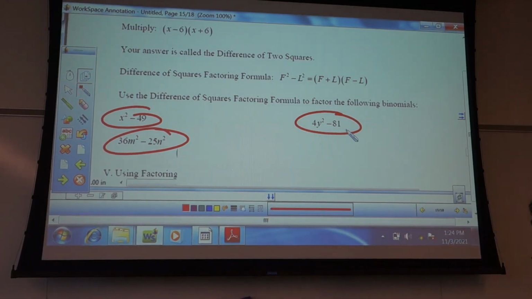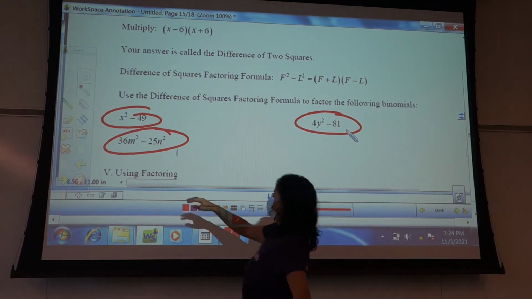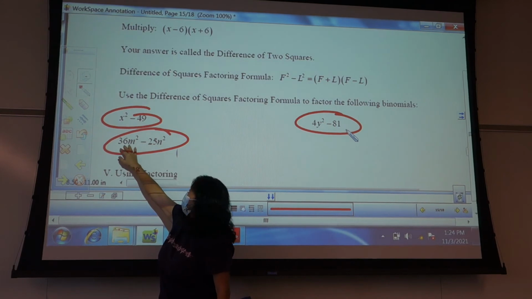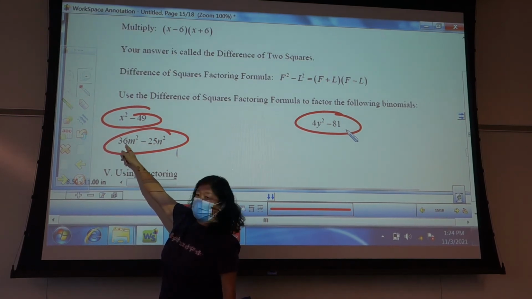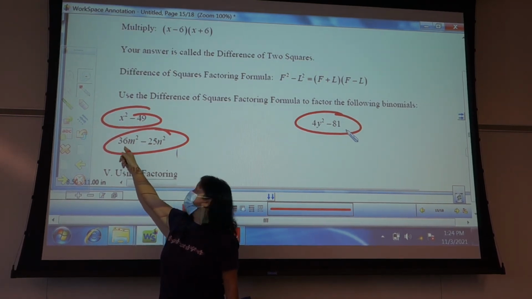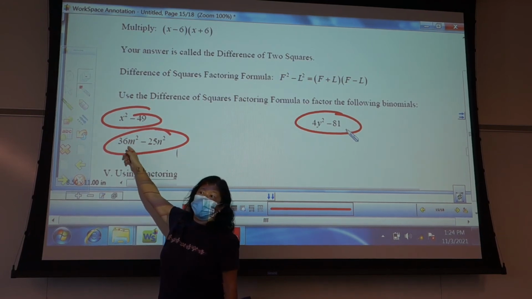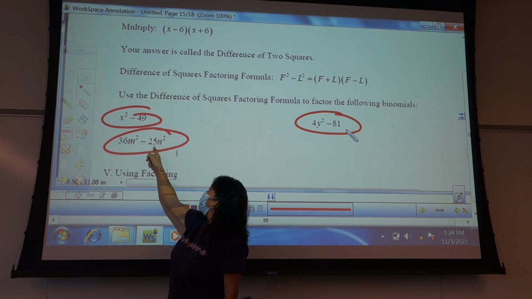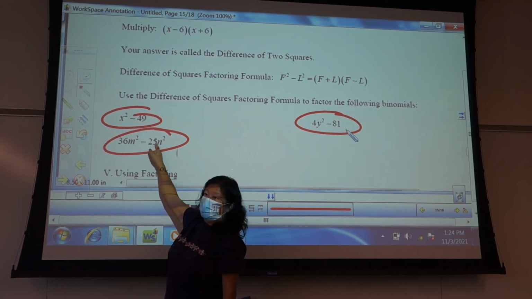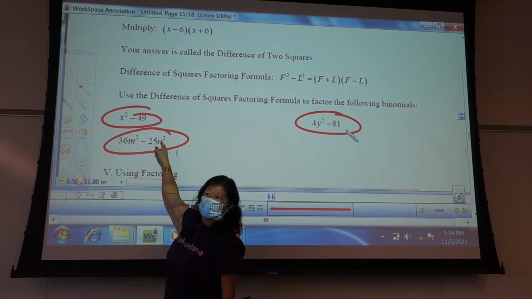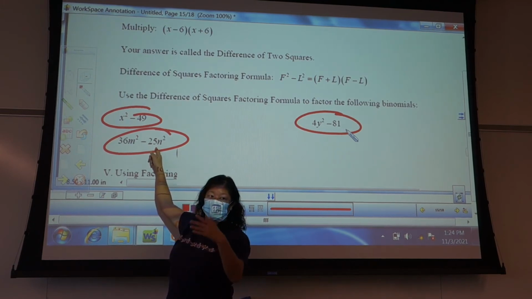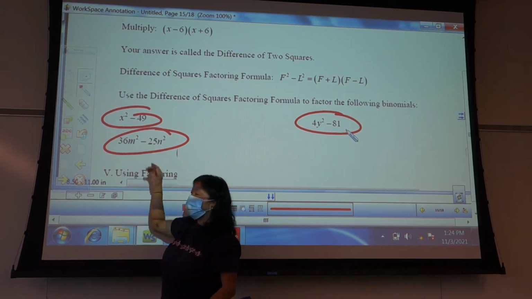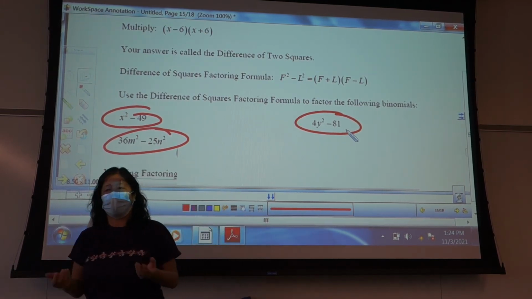So there's 2. Are they both perfect squares? Is this a perfect square of something? 36m squared? Yeah. 36 is a perfect square, it's 6 times 6. M squared is a perfect square, it's m times m. Everybody on board? How about this one, is this a perfect square? Yes. 5 times 5 is 25, n times n is n squared. So 2 squares, and then it's the difference between these squares.